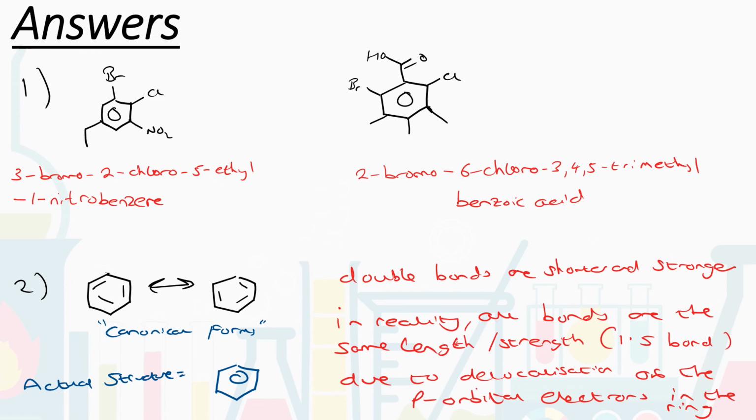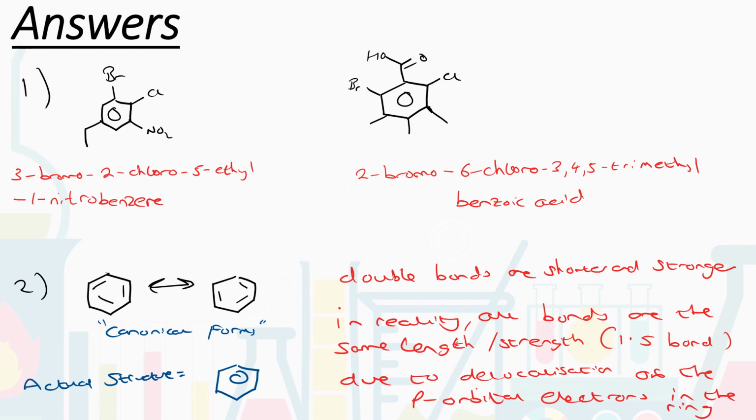So the first bit was to name the structures. The first structure here, we have a bromine group attached, a chloro group attached, a nitro group attached, as well as an ethyl group attached. And we need to number all of these. So we're going to use benzene as the root of our name here. So we're going to end with benzene.